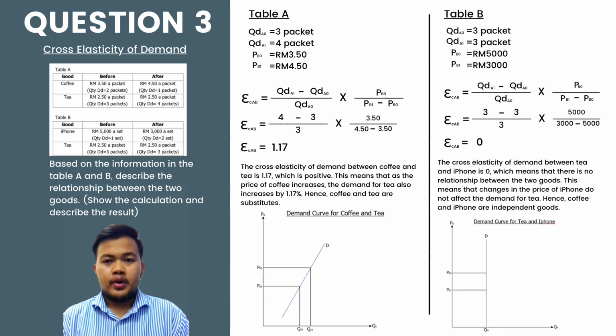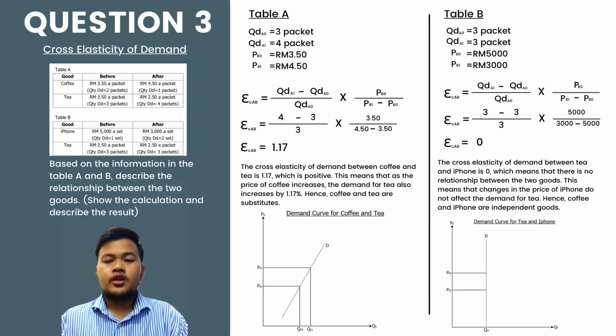For tea, the price of tea stays constant at 2 ringgit and 50 cent. Meanwhile, the quantity demanded for tea increased from 3 packets to 4 packets. The cross elasticity of demand between coffee and tea is 1.17, which is positive. This means as the price of coffee increases, the demand for tea also increases by 1.17%. Hence, coffee and tea are substitute goods.